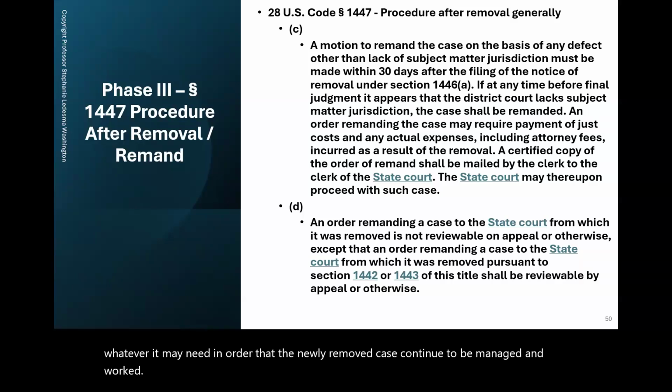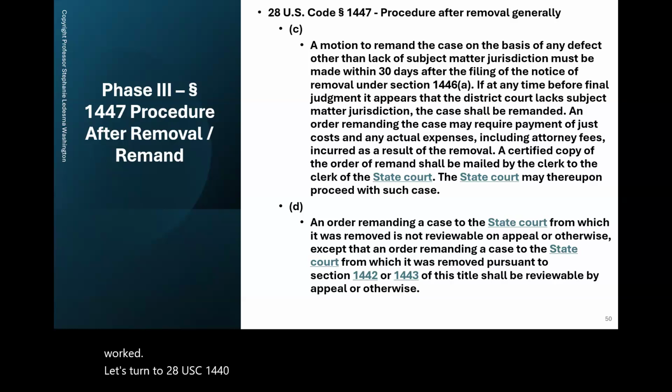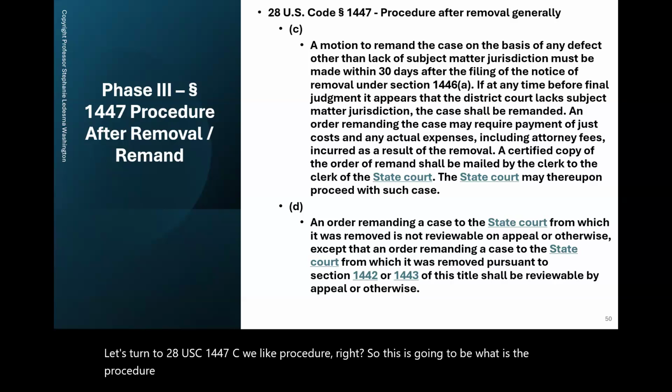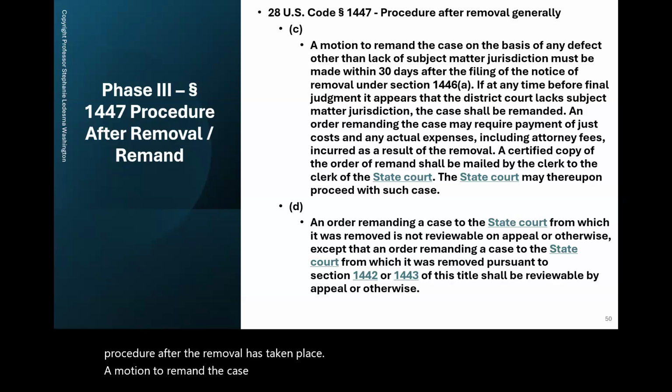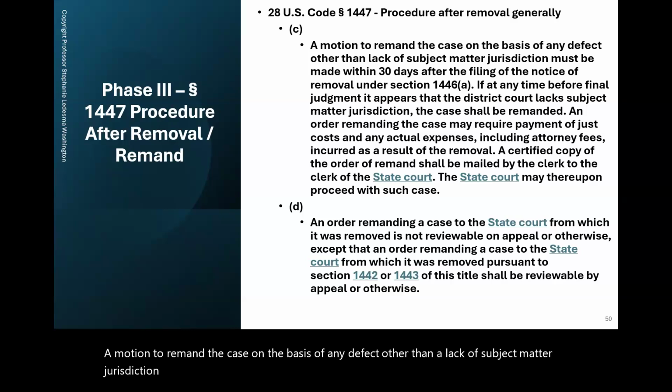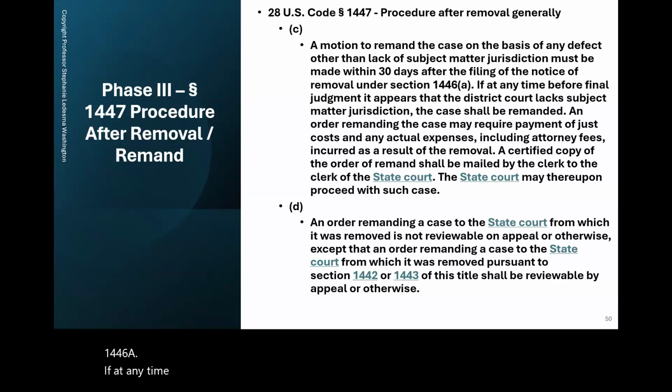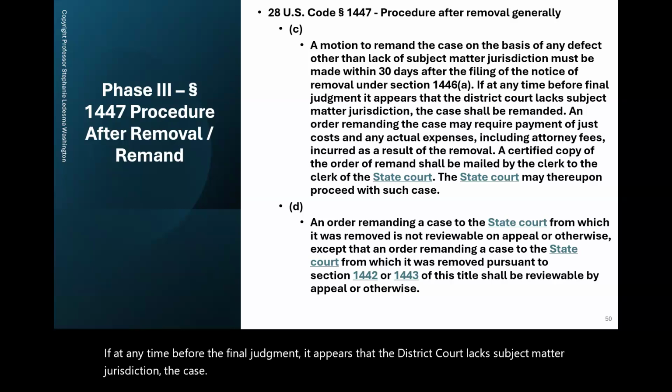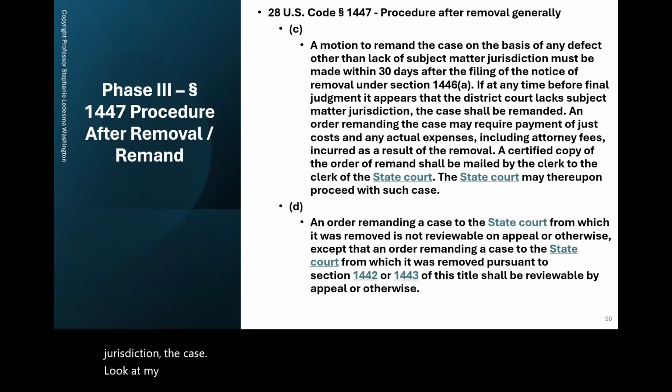Let's turn to 28 U.S.C. 1447C. We like procedure, right? So this is going to be, what is the procedure after the removal has taken place? A motion to remand the case on the basis of any defect other than a lack of subject matter jurisdiction must be made within 30 days after the filing of notice of the removal under 1446A. If at any time before the final judgment it appears that the district court lacks subject matter jurisdiction, the case, look at my language, shall be remanded.